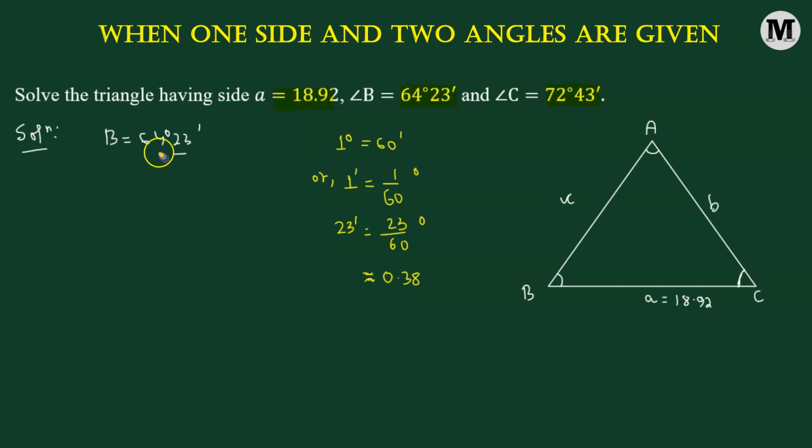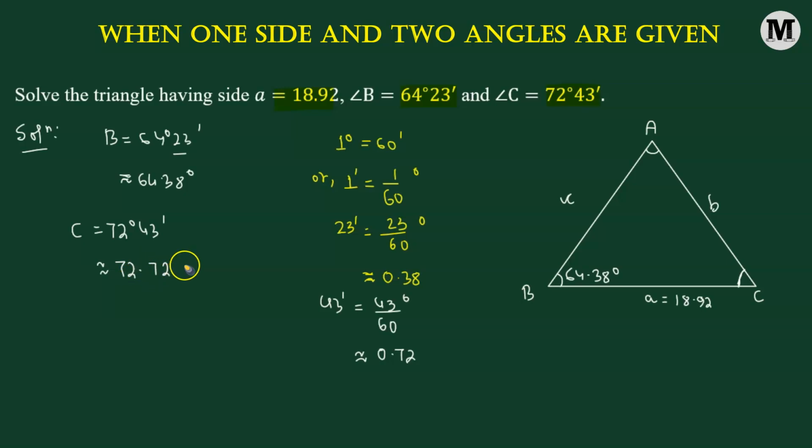So in our case 64 degrees 23 minutes becomes approximately 64.38 degrees. So here we have the angle measure of B, 64.38 degrees. Now let's come back to angle C. The measure of angle C is given as 72 degrees and 43 minutes. So here we can simply convert 43 minutes, which is equal to 43 divided by 60 degrees, and this comes out to be approximately 0.72. So the angle measure of C is 72.72 degrees.